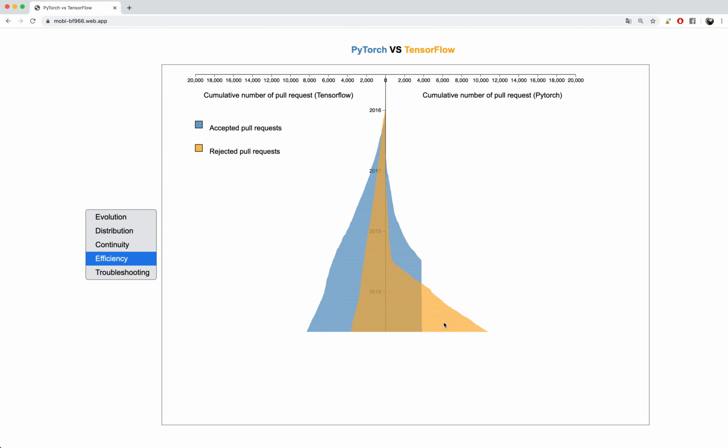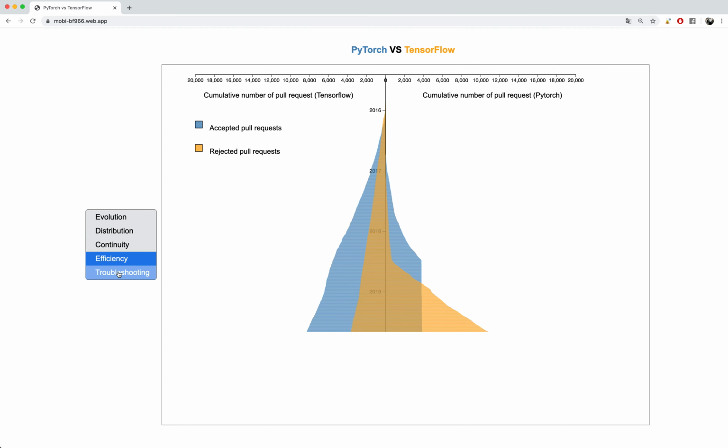Maybe the code quality of this framework is stronger. Maybe some new guidelines were introduced. We don't know, but there is something interesting here. On the left side, we can see that over time there are always approximately 2 times more accepted pull requests than rejected pull requests for TensorFlow.